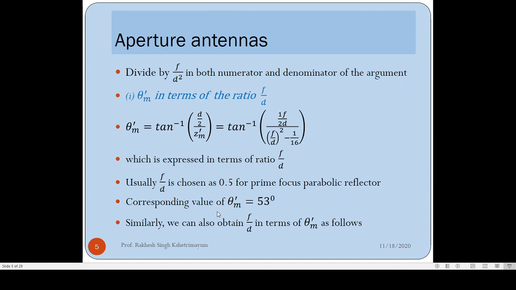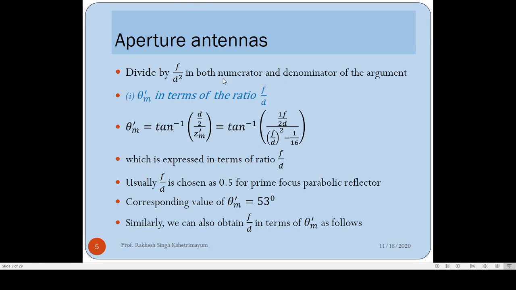So we are interested in writing theta m dash in terms of f by d. F by d ratio is a very important parameter for the parabolic reflector. F is the distance between the feed antenna and the center of the parabolic reflector, and d is the diameter of the parabolic reflector. So f by d ratio will decide many of the parameters for the parabolic reflector antennas. What we want to do is express this theta m dash, that's the maximum value of theta dash, in terms of f by d.